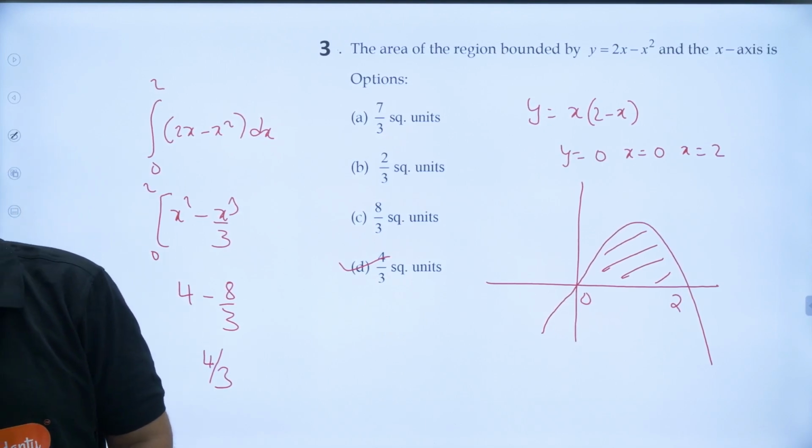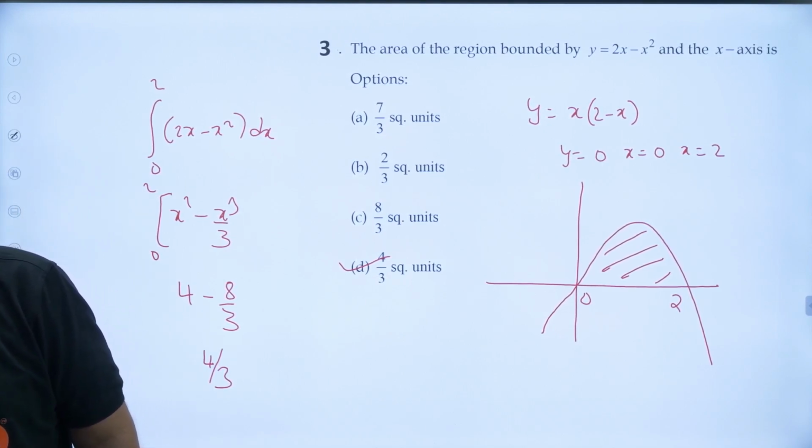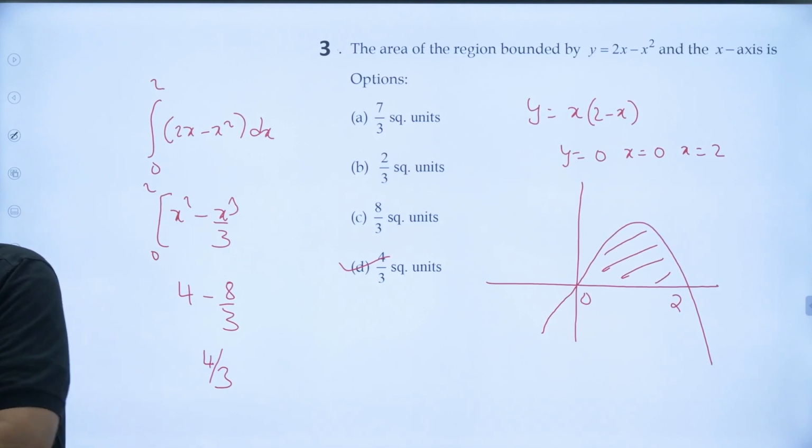Okay. Let me check also simultaneously. Option B, the previous one is correct. Here option D is correct.